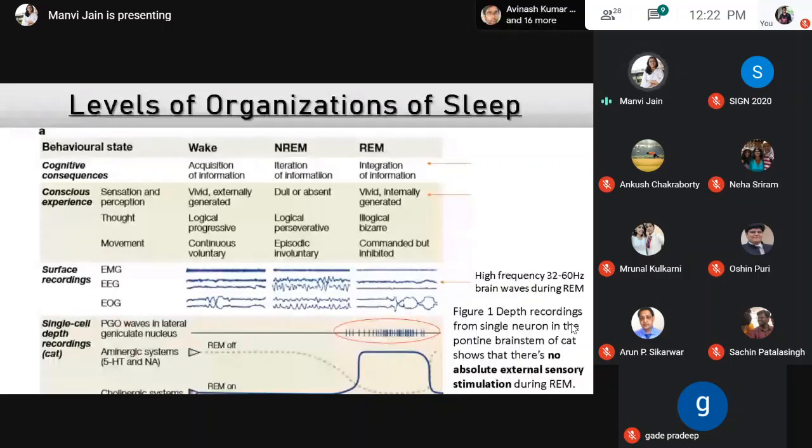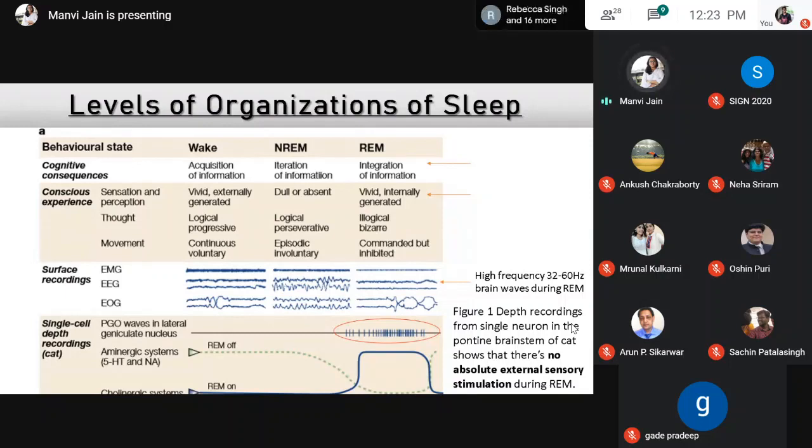The conscious experiences, as described in the format of sensation and perception, are vivid and purely internally generated. There is no external source of it. And we can actually prove this by coming a bit down. PGO waves in the lateral geniculate nucleus. Let me tell you what it is. It is a system of waves: P for pons, G for geniculate nucleus, and O for occipital lobe. Now these waves make these three areas interact with each other. And for a long time, researchers have connected the PGO wave system to REM dreaming, or REM dream content.